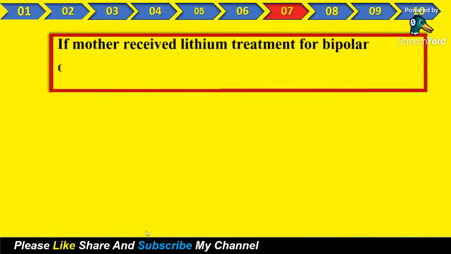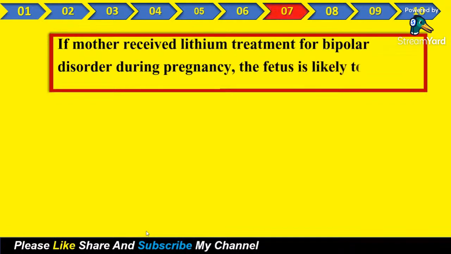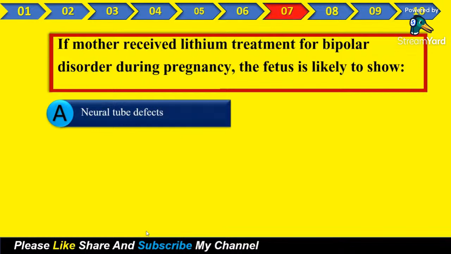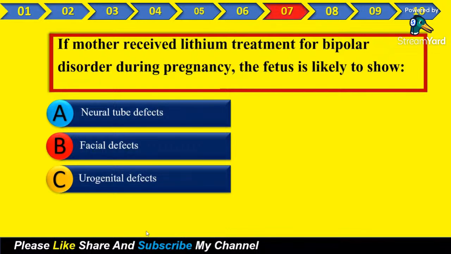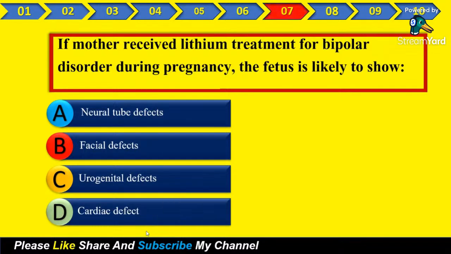If mother received the treatment for bipolar disorder during pregnancy, fetus is likely to show. We all know it is Ebstein anomaly, and Ebstein anomaly is a cardiac defect. Let us look at the options. A. Neural tube defect. B. Facial defect. C. Urogenital defect. D. Cardiac defect. So the correct option here is D.